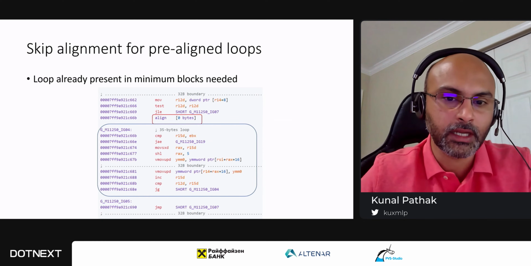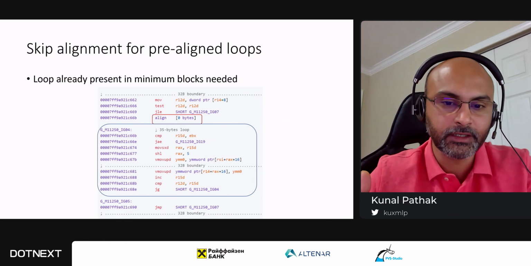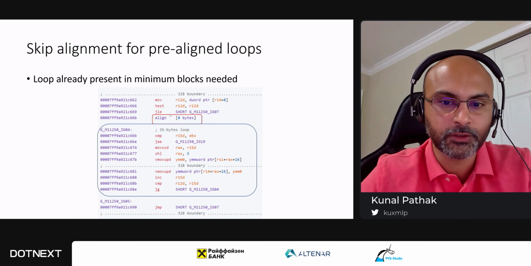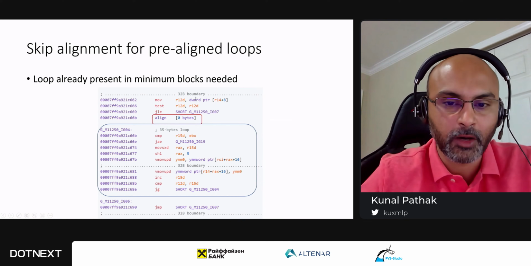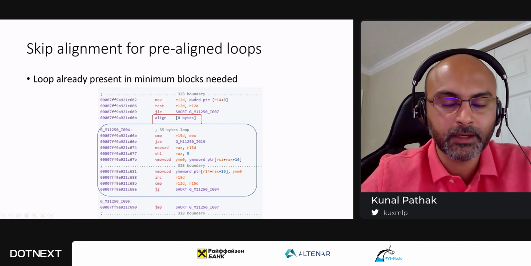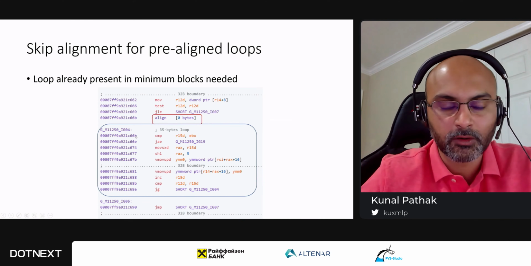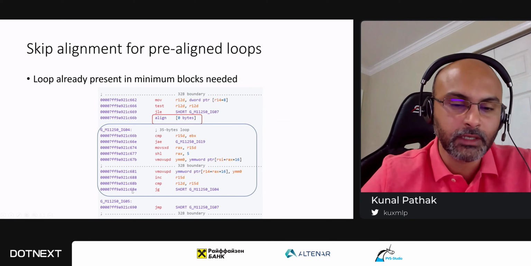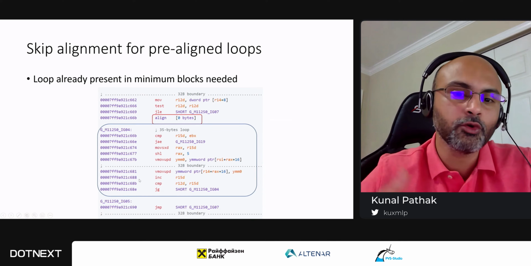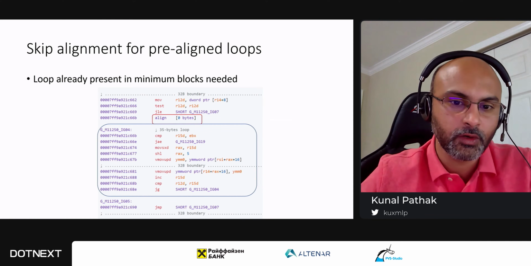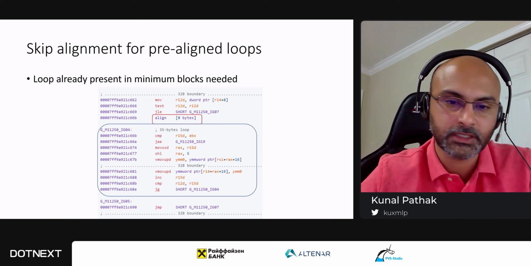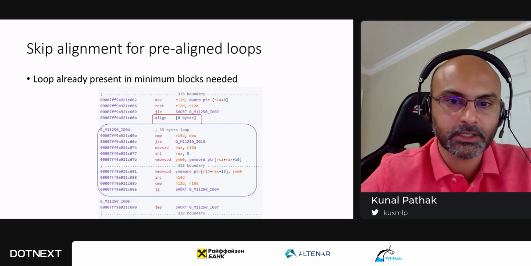If it is already aligned such that it fits in two chunks, in that case we will just keep it as is. So if you see these 32 byte boundaries, this loop is not aligned to the 32 byte boundary, but it fits in the minimum two chunks, and you can't do much more than that. Even if you align it to the 32 byte boundary, it will take two cycles to fetch that loop. So there is no point in aligning this loop again, so we'll skip aligning this kind of loop.